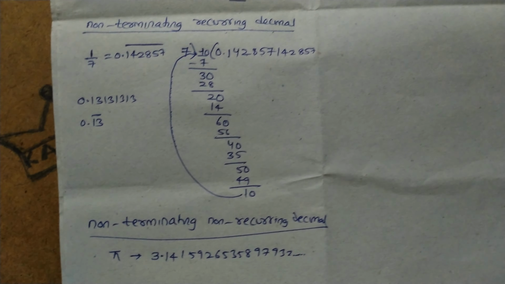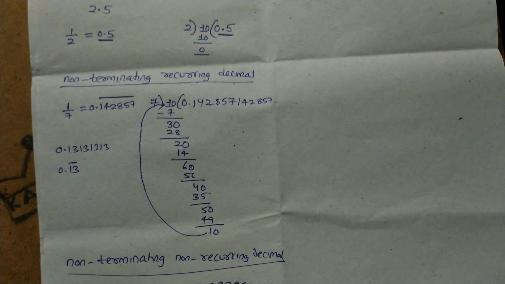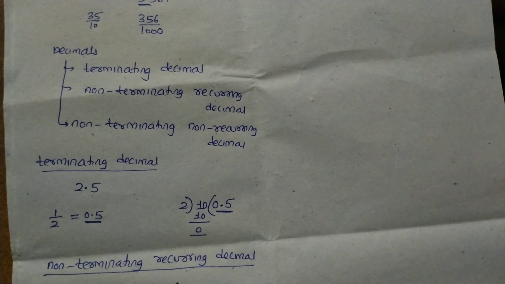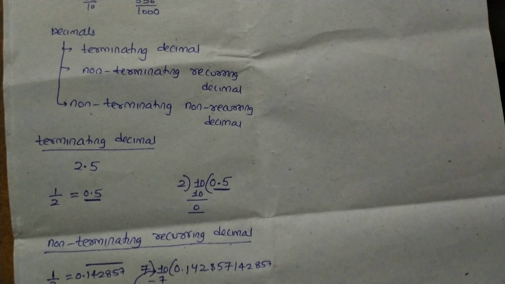So these are the three different types of decimals we have. What are those? Terminating decimal, non-terminating recurring decimal, non-terminating non-recurring decimal.